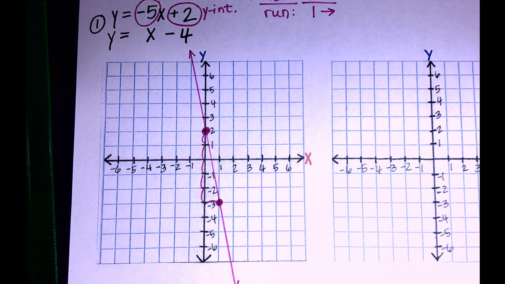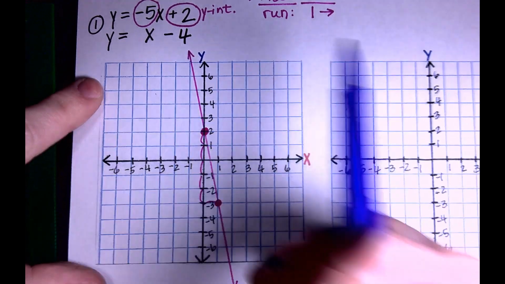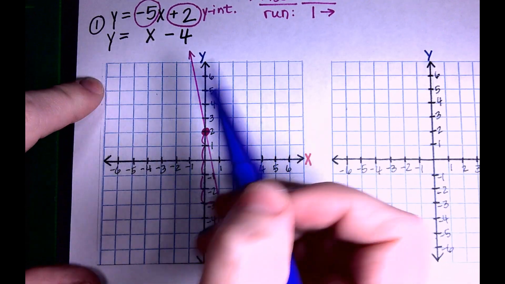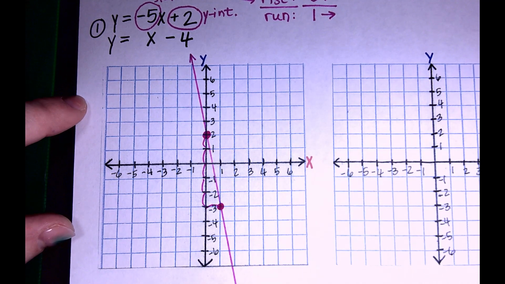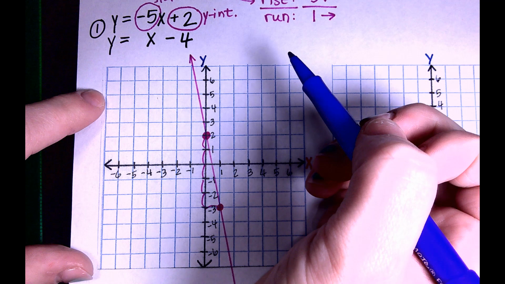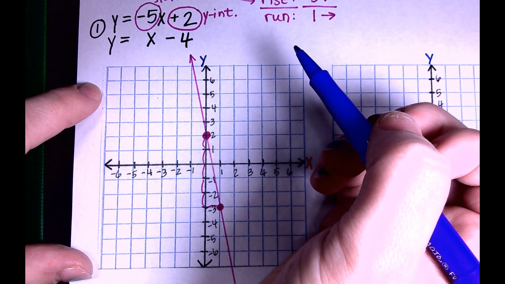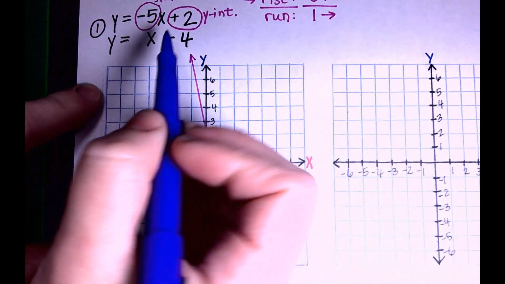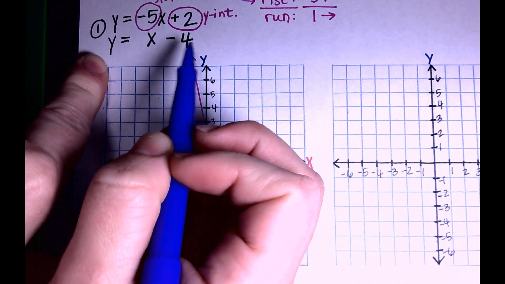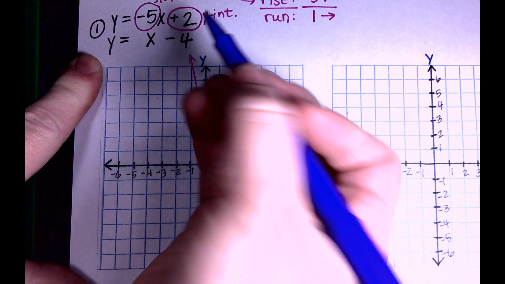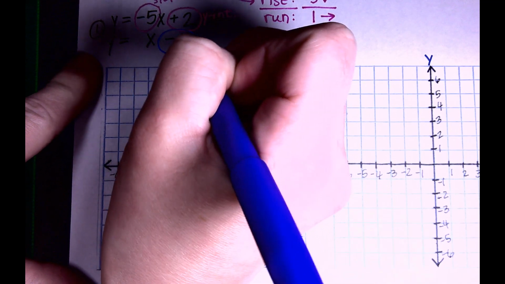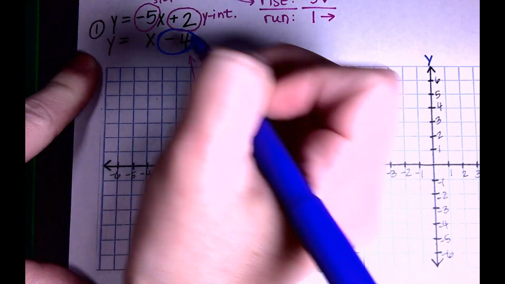So now let's look at the second equation. I have y equals x minus 4. So how would I start graphing this one? Bless you. Say it again. How do we start graphing our second equation, y equals x minus 4? What do we do? Yeah, we're going to start again with our y-intercept, which in this case is negative 4.